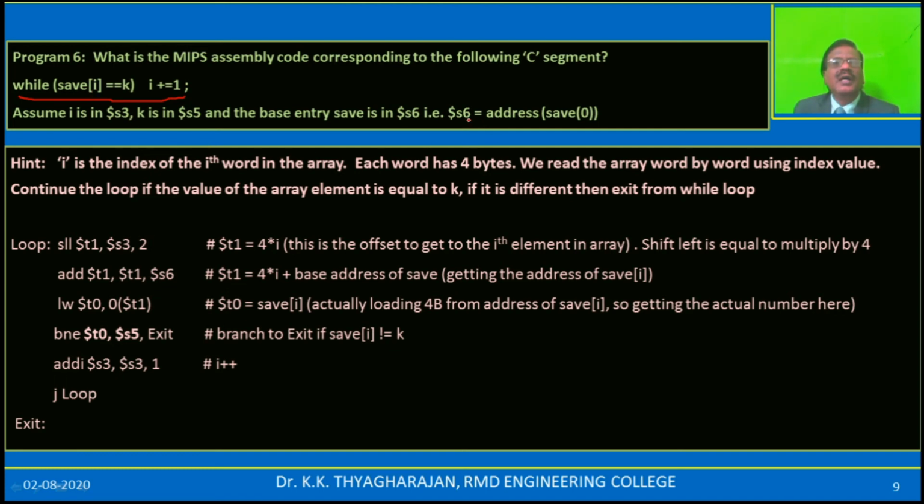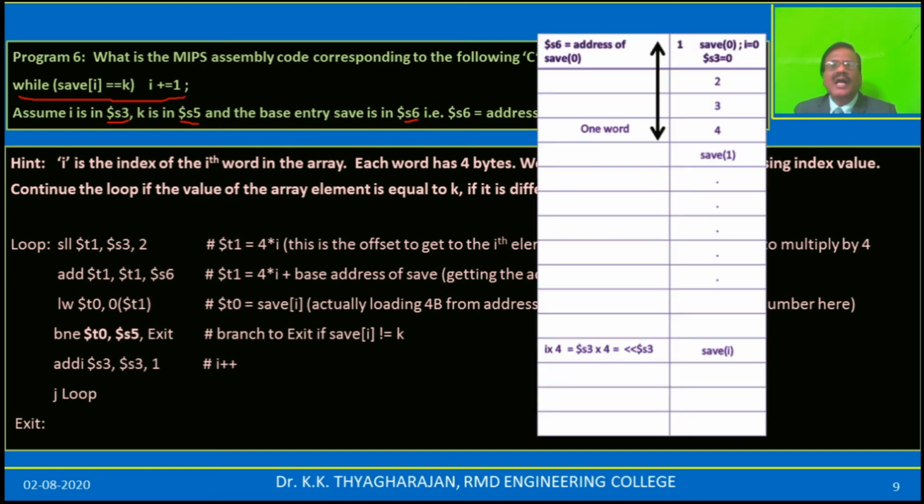So the base value is stored in S6, I value is stored in S3, and K value is in S5. So I is in S3, K is in S5. It is a constant. You have to compare it with the elements of the array. And S6 is giving the base address.